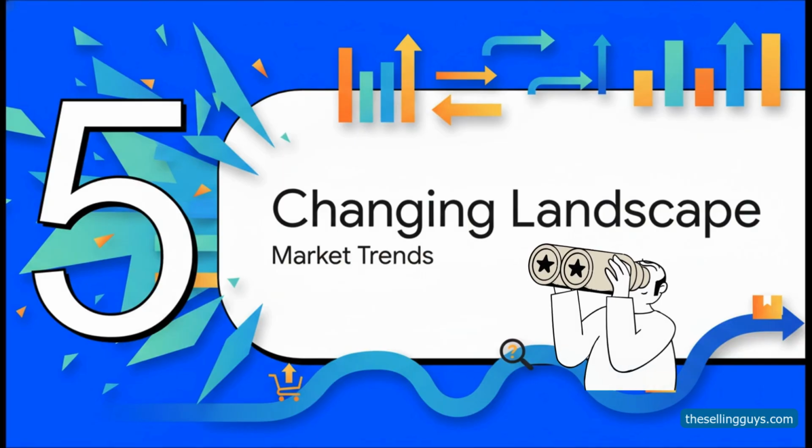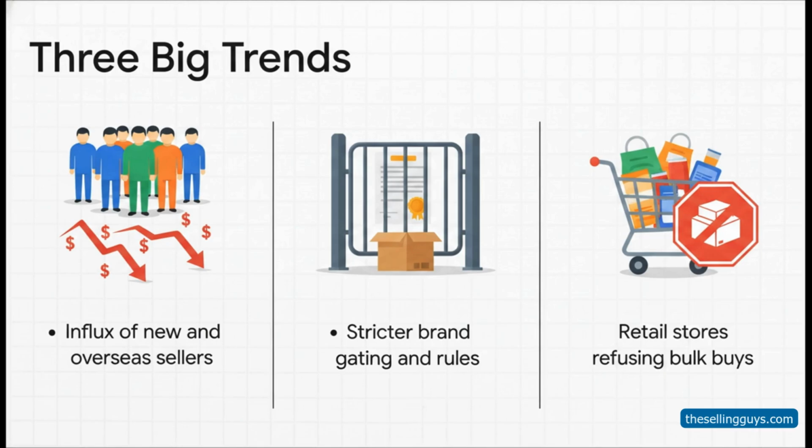Section 5, the changing landscape. Let's look at market trends. Look, traditional arbitrage is undoubtedly getting harder. There are 3 massive trends you have to know about. First, a huge influx of new sellers, including overseas sellers who can aggressively undercut your prices. Second, Amazon is cracking down with stricter brand gating, often demanding written permission directly from the brand owners. And third, physical stores are catching on. Try buying a cart full of clearance items now. A lot of stores will stop you from buying in bulk.